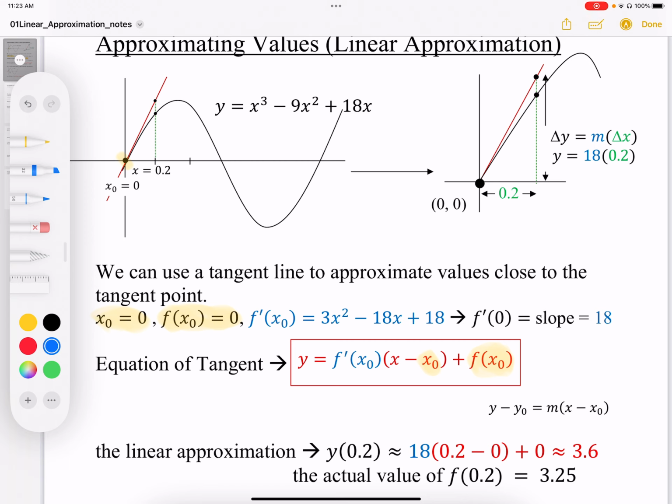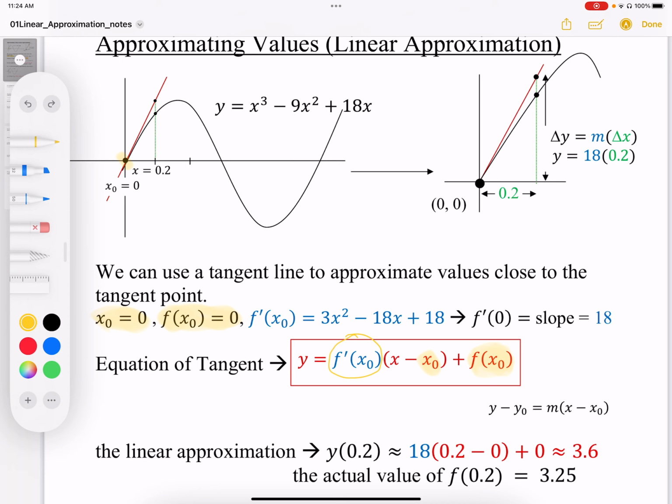And the equation of tangent line I've written in point slope form, where we have the slope. I'm just going to highlight there. We have our slope and we have our x and y coordinate, which allows us to come up with that tangent line equation.